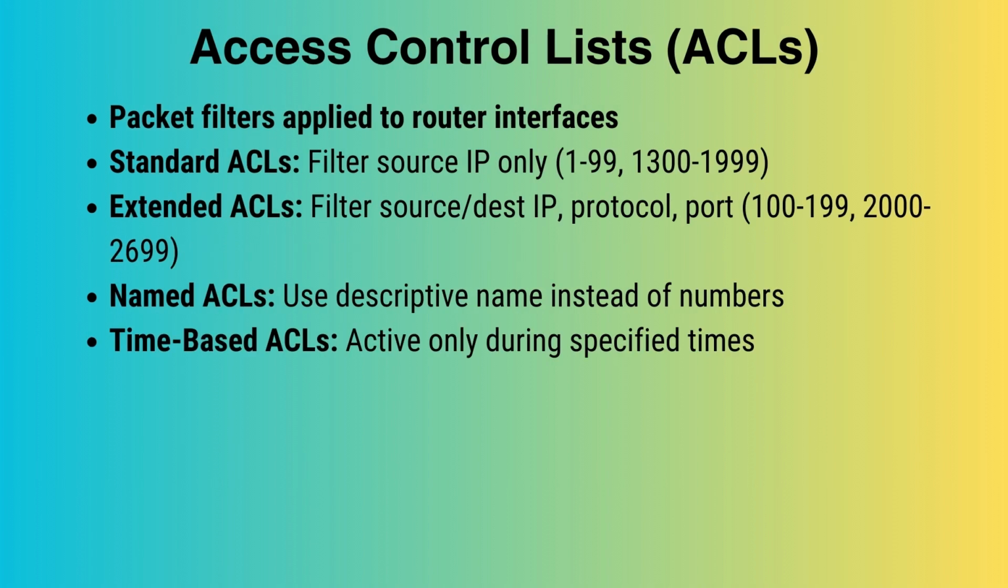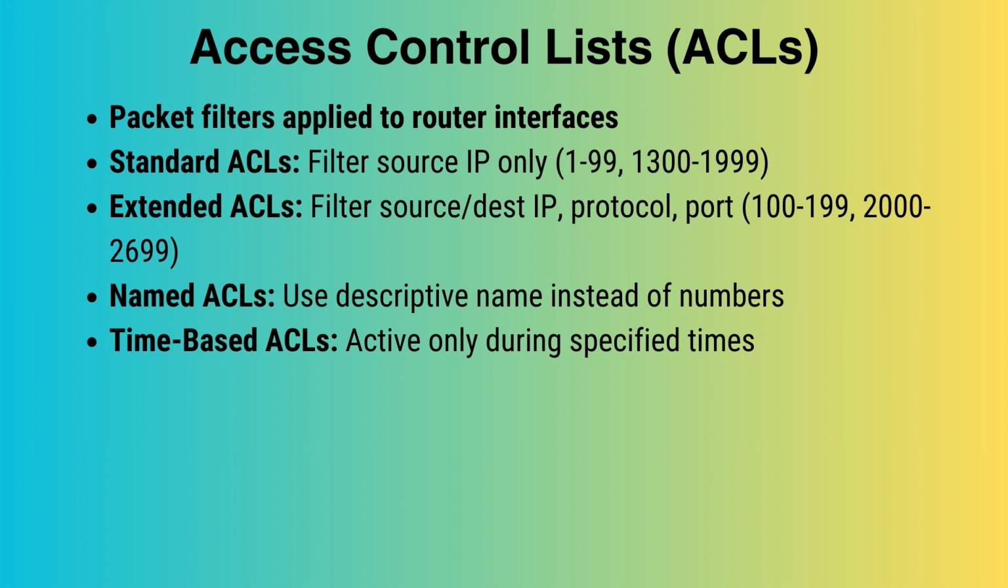ACLs filter network traffic by specifying which packets are allowed or denied based on criteria such as source/destination IP, protocol, and port. Standard ACLs filter traffic based on source IP addresses, while extended ACLs provide more granular control by filtering on source and destination IPs, protocols, and ports. Named ACLs use descriptive names instead of numbers, and time-based ACLs are active only during specified times.